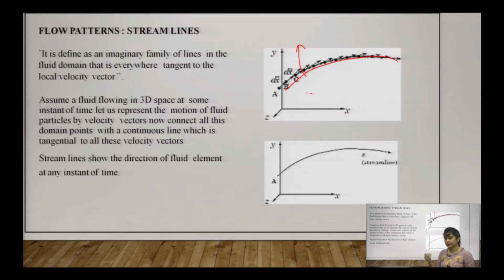So, there were 3 patterns we have seen, 2 approaches, 2 methods we have seen for calculation of motion of fluid: Lagrangian approach and Eulerian approach. Coming to the flow patterns, there are 3 types of patterns: path line, streak line and streamline.